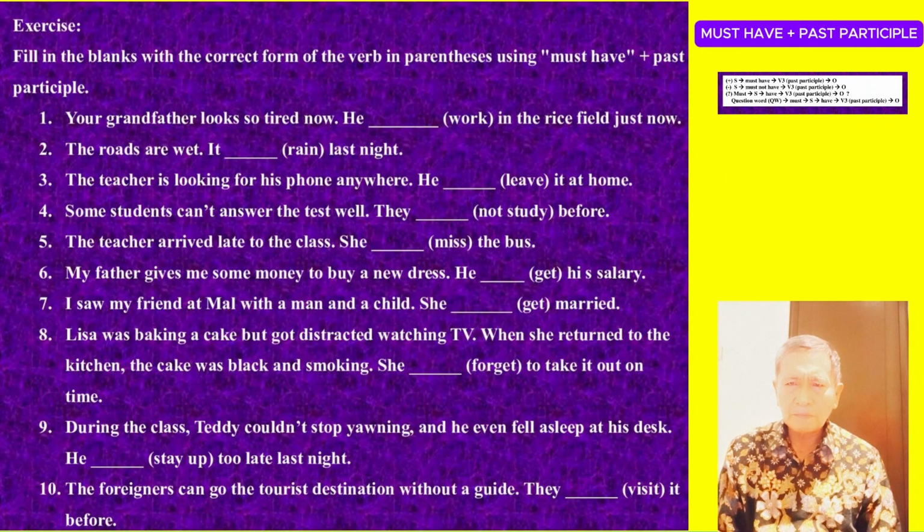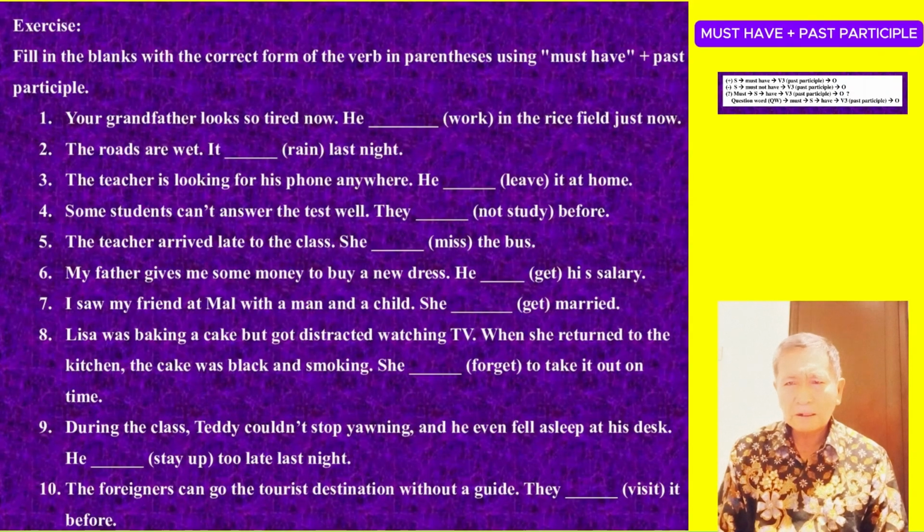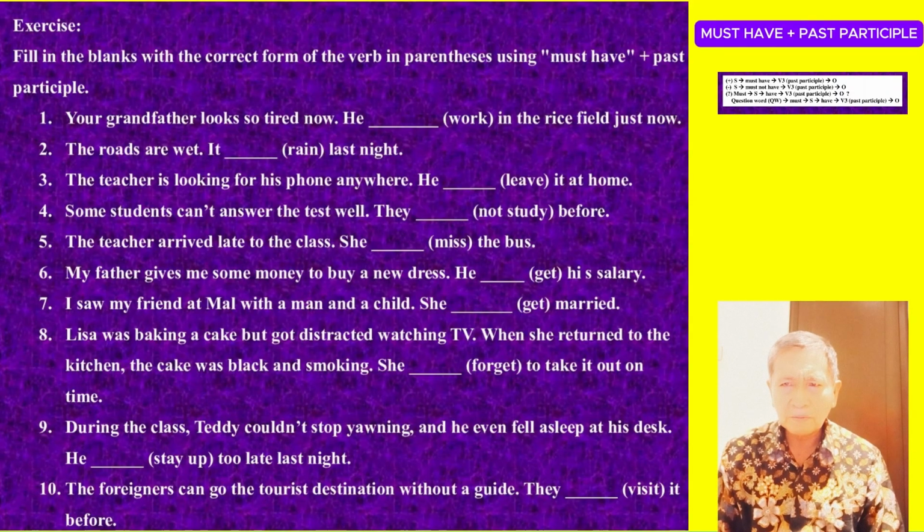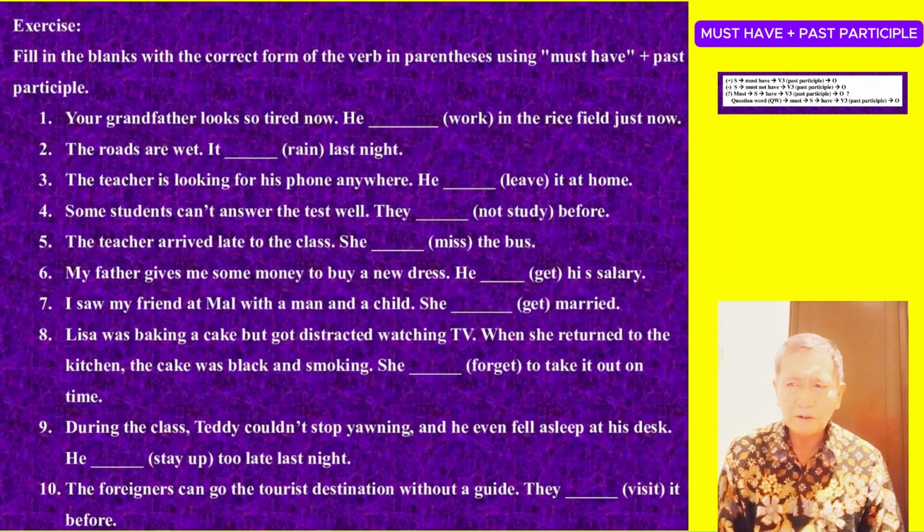Fill in the blanks with the correct form of the verb in parentheses using must have plus past participle. Number one, your grandfather looks so tired now. What is the right sentence for number one using must have past participle? Okay, he must have worked in the rice field just now.